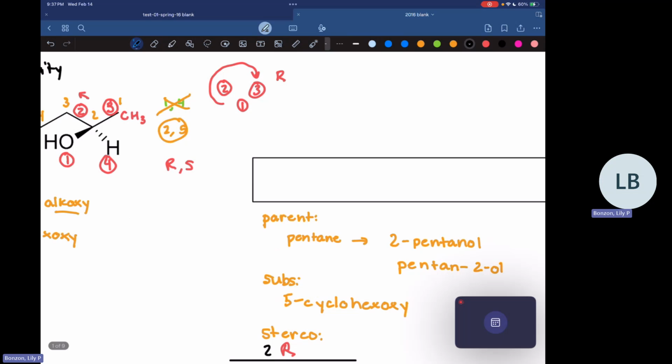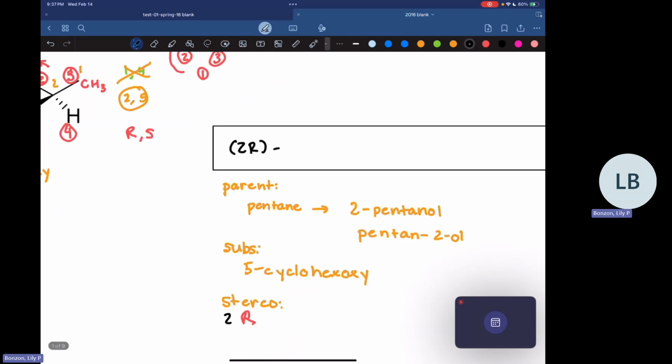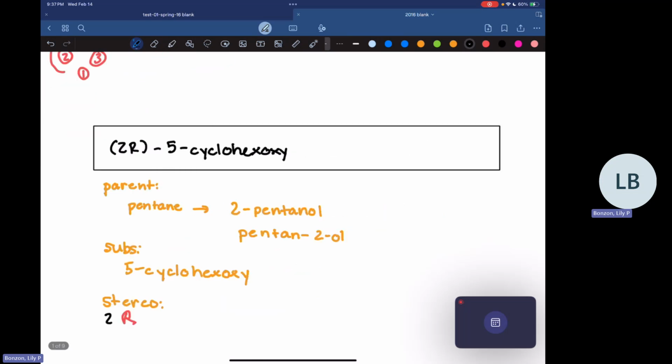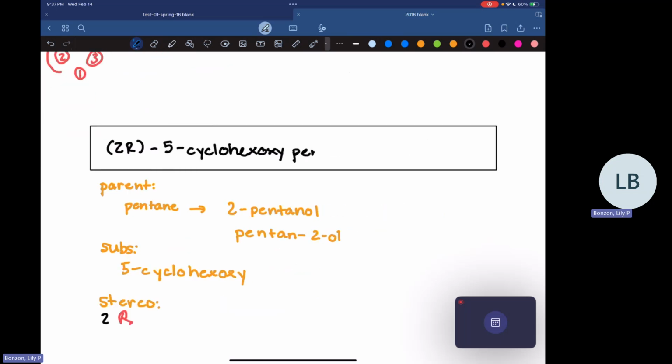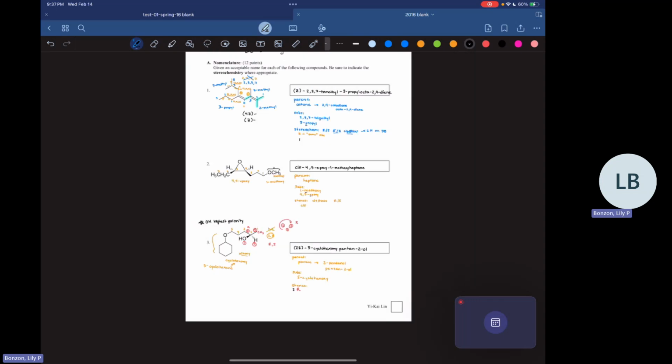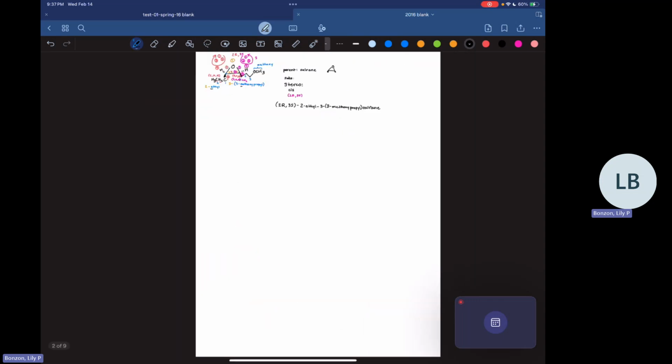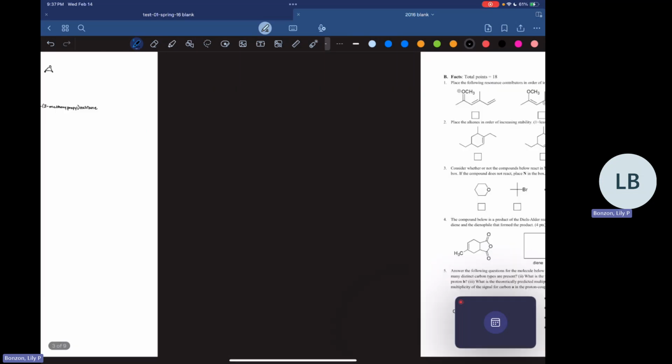Okay, so then we just throw our name together, 2R. Our subs are 5-cyclohexoxy. And then our parent name is pentanol, or 2-pentanol. Either one is fine. Okay, so that's our nomenclature done. And now we're going to move on to the fact section.